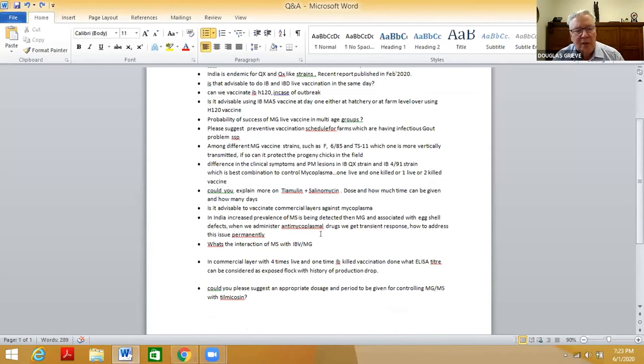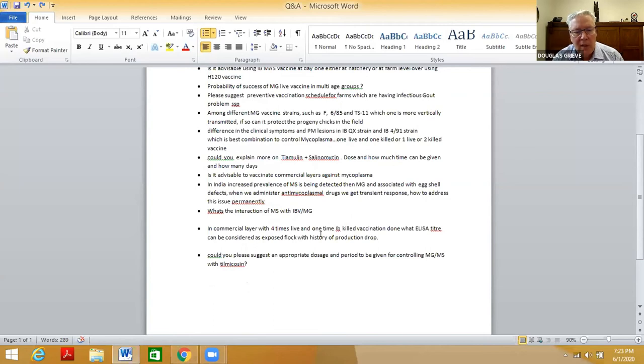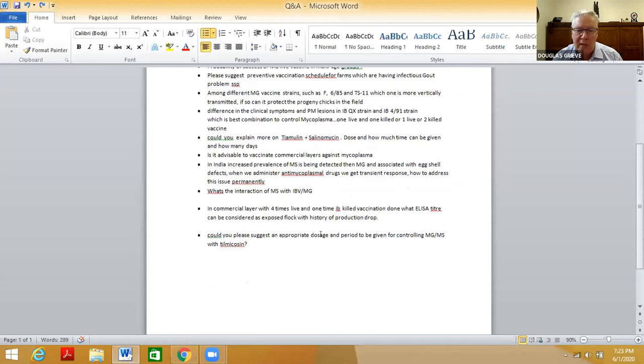And so when they say we administer anti-mycoplasma antibiotics and we get a transient response, yes, that's typically what we'll see: roller coaster egg production and roller coaster eggshell quality with antibiotic treatments. So how do we address it permanently? One would be to establish immunity prior to exposure with mycoplasma vaccines, and then come through with a very sound bronchitis vaccination program. I think that would give us our best chance to control that.